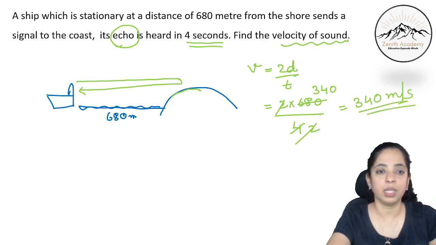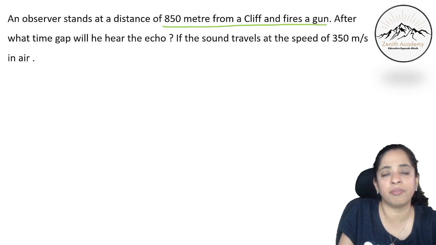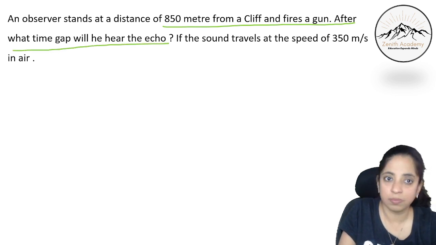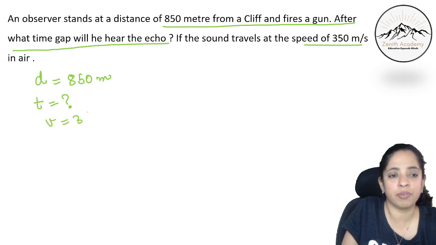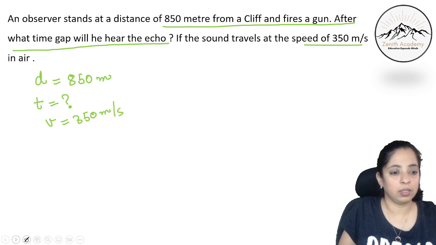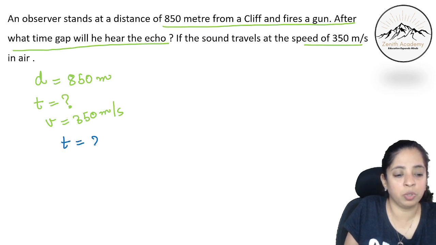Easy. Let's go ahead. An observer stands at a distance of 850 meter from a cliff and fires a gun. After what time gap will he hear the echo, if the sound travels at this speed? Again same question. Distance is given to you as 850 meter. Time is asked. Speed is given to you 350 meter per second. So direct formula application question is there. So time is equal to 2D by V. Pause the video, solve the sum.